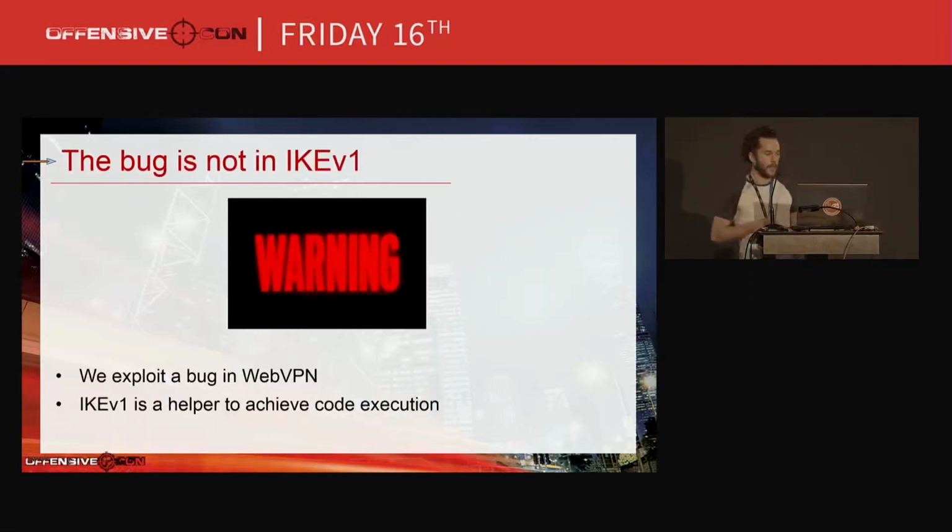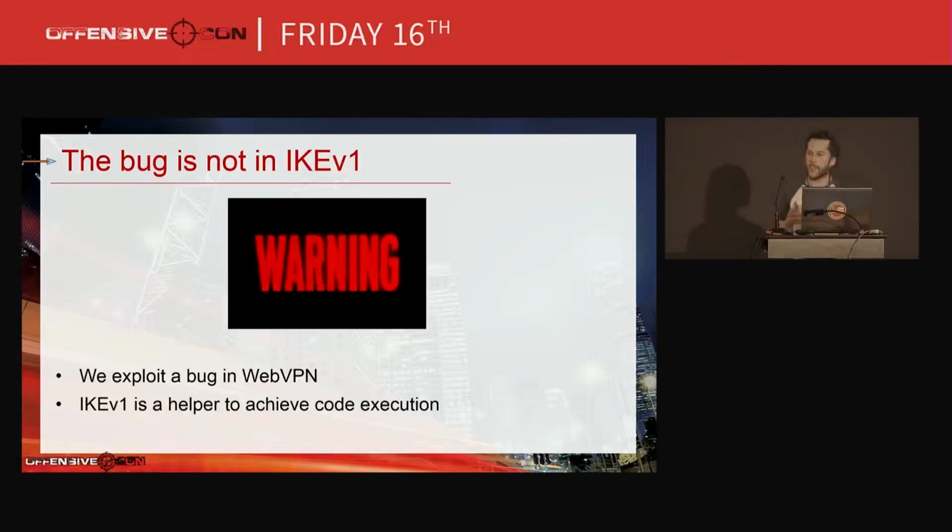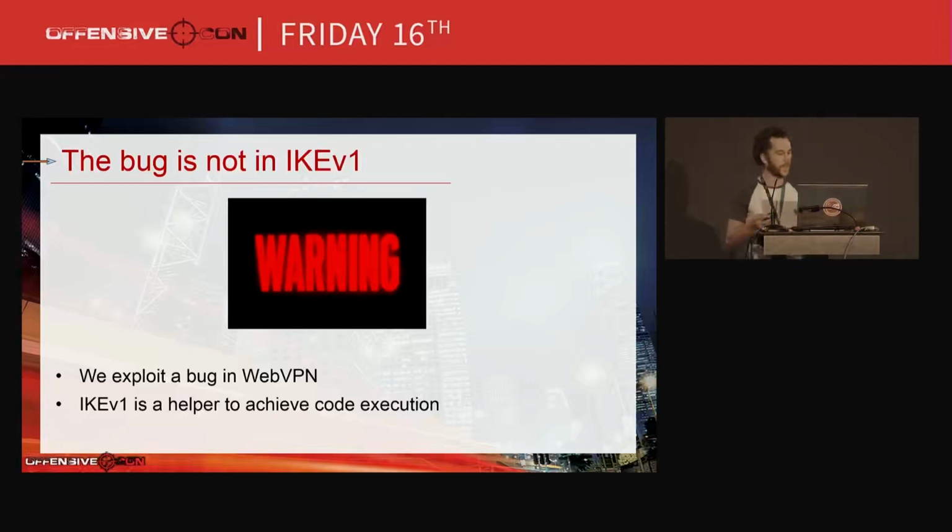So it's been patched now. There's been a lot of noise around this vulnerability, so I'm going to explain. First thing is, this bug is not in IKEv1. The bug I found was originally found in WebVPN, but I've used IKEv1 as a helper to prove remote code execution. So again, the bug is not in IKEv1.